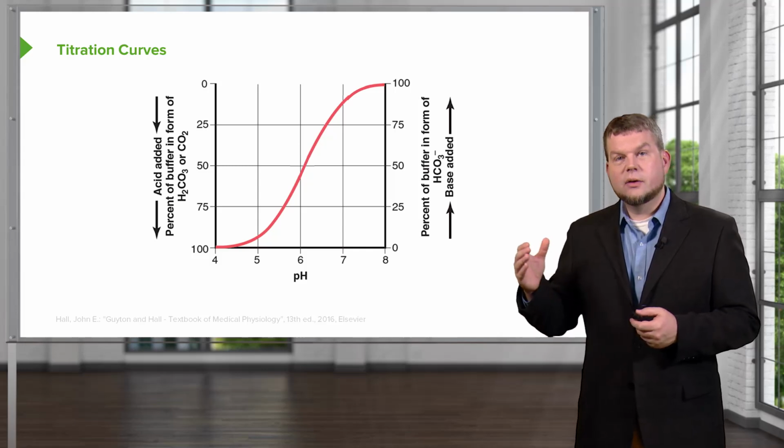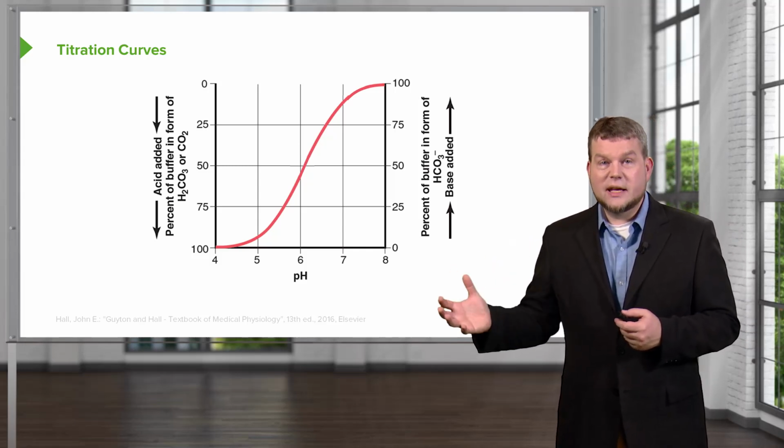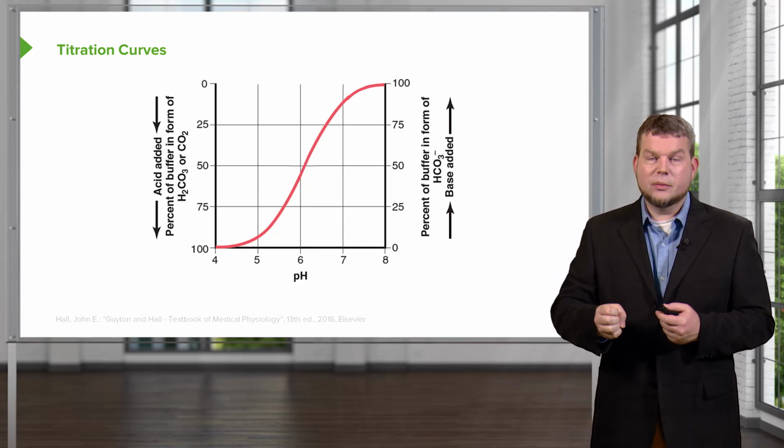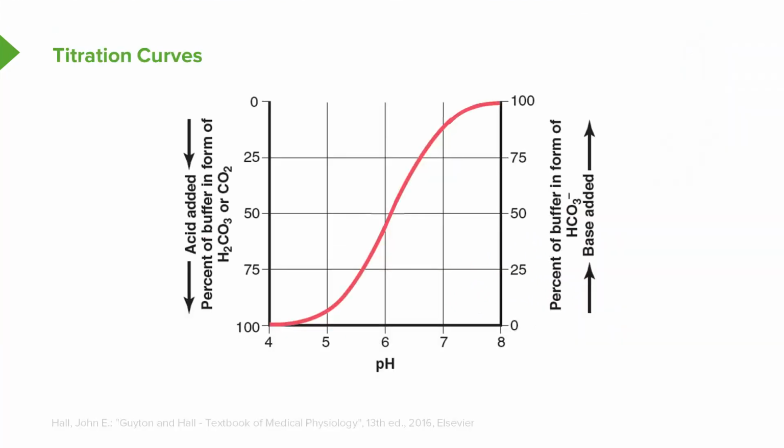Is it more likely going to be as a base, or is it more likely going to be in a bound state? If we look at the curve, we have pH on the x-axis. If we look at the other two y-axes, it goes from 0 to 100 and then from 100 to 0. These two changes allow us to develop the complete curve for this particular equation.